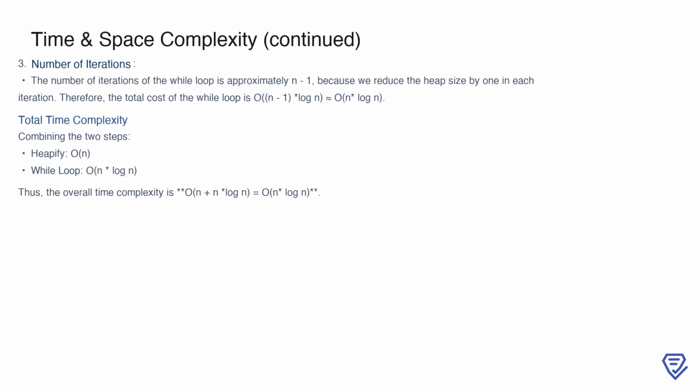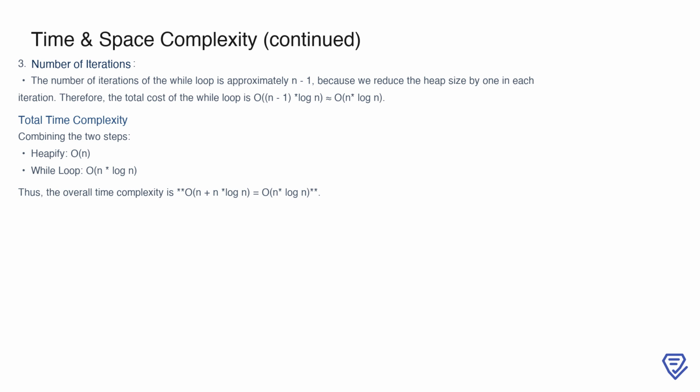Now, let's consider the number of iterations in the while loop. Since we reduce the heap size by 1 in each iteration, the loop runs approximately n-1 times. Combining this with the per iteration cost of O(log k), the total cost of the while loop becomes O((n-1) * log n), which simplifies to O(n * log n).